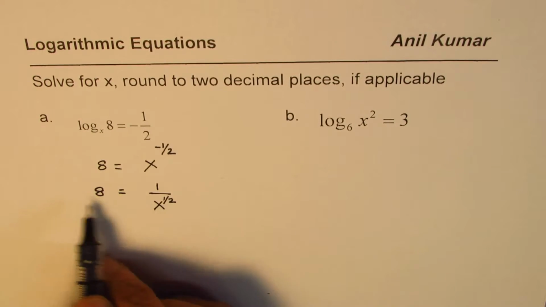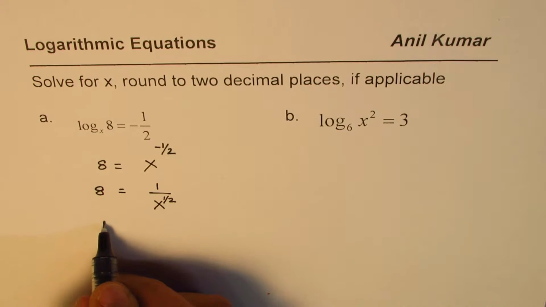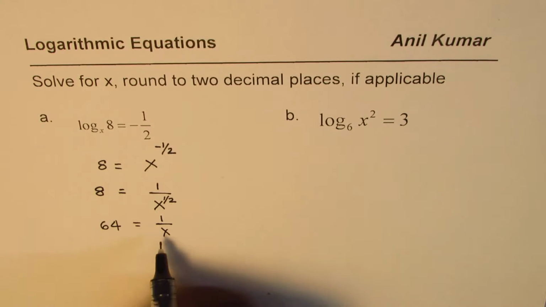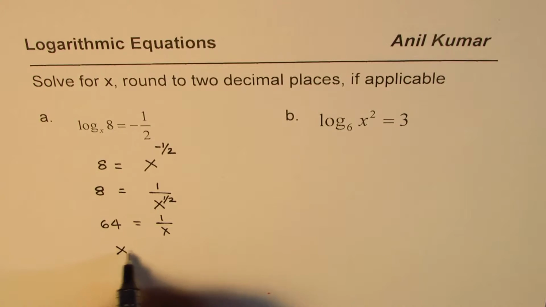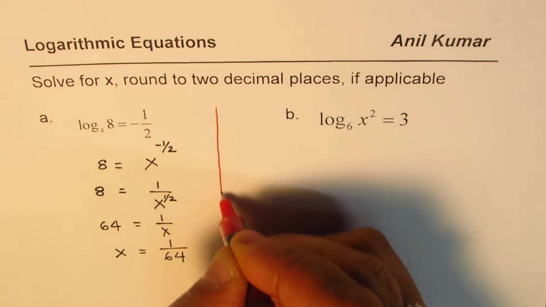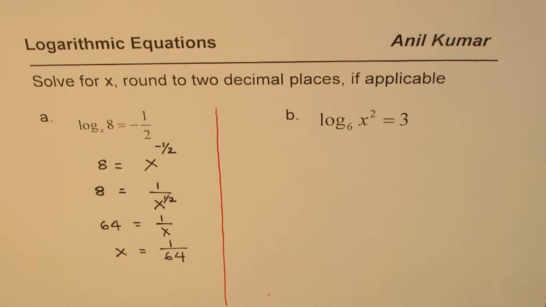So what we can do is we can square both sides. So we have 64 equals 1 over x. This is squaring both sides, and so we get x equals 1 over 64, correct? So that becomes the solution. Now for this solution we didn't need a calculator. That is good. So that is the equation.